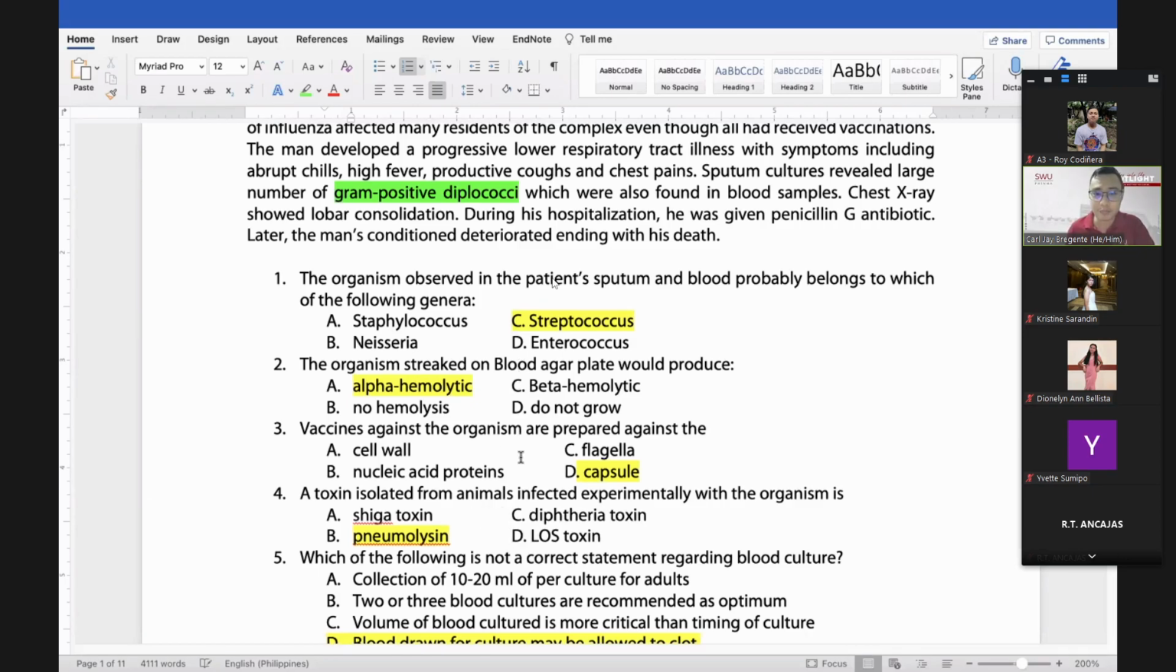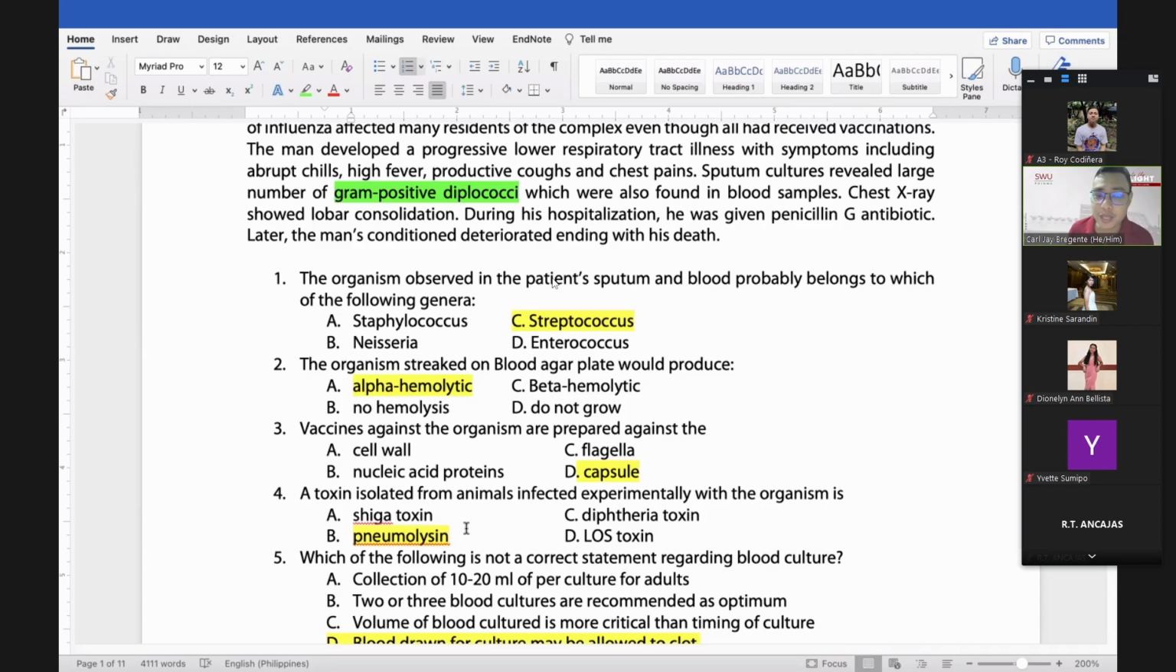Number 4, the toxin isolated from animals infected experimented with the organism is... Since you have their Streptococcus class na answer, ang only toxin na ma-release ni strep diri sa choices is the pneumolysine. Okay? Shiga toxin is released by Shigella. Diphtheria toxin is released by Corynebacterium diphtheriae. The LOS toxin, that's lipo-oligosaccharide toxin, is released by most of the gram-negative organism. So pneumolysine is the best possible answer for this.